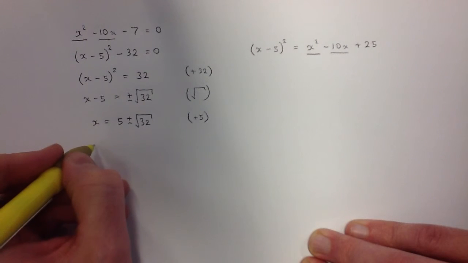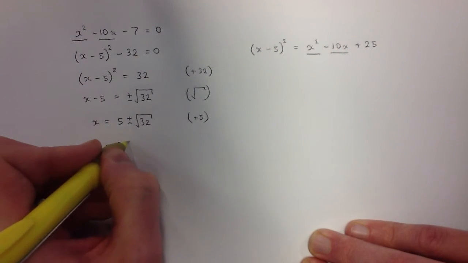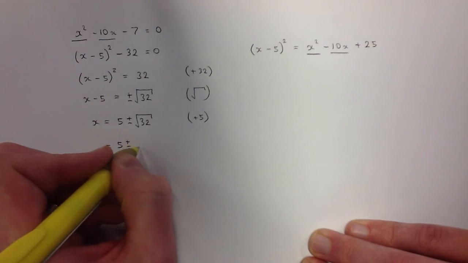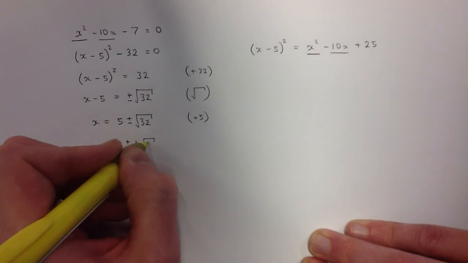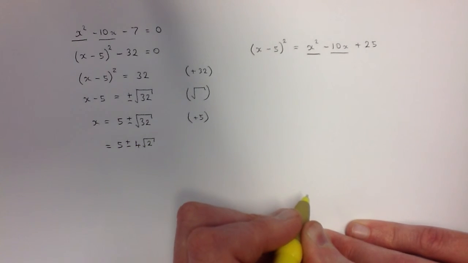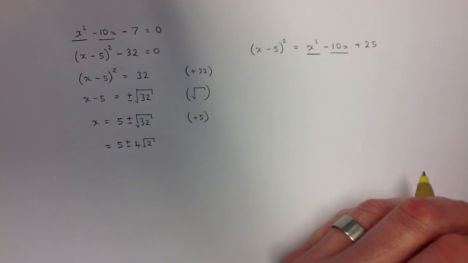Now the square root of 32 can be simplified a little bit further to be 4 lots of the square root of 2, apologies. And this is how we use completing the square to find the solutions to a quadratic.